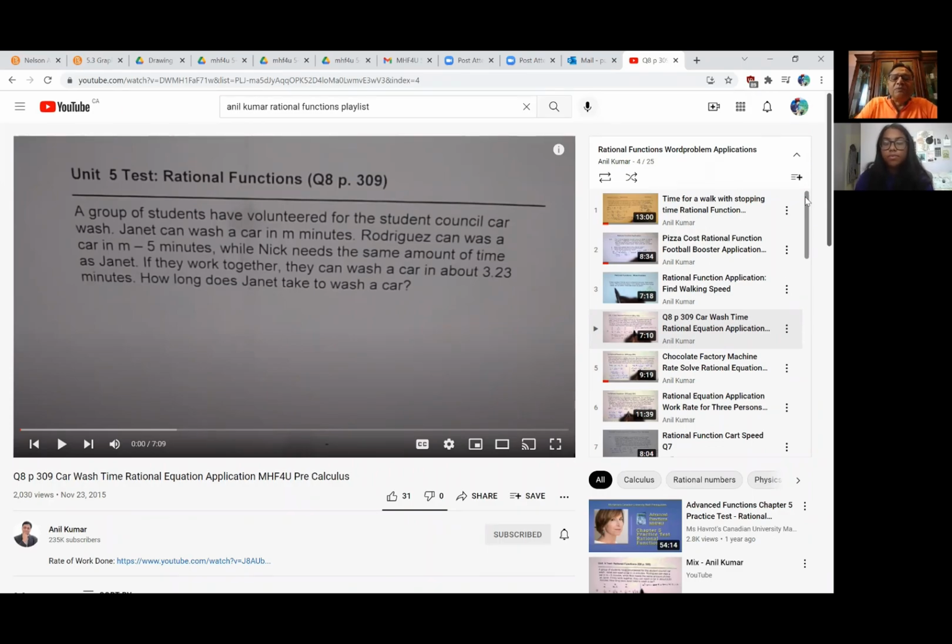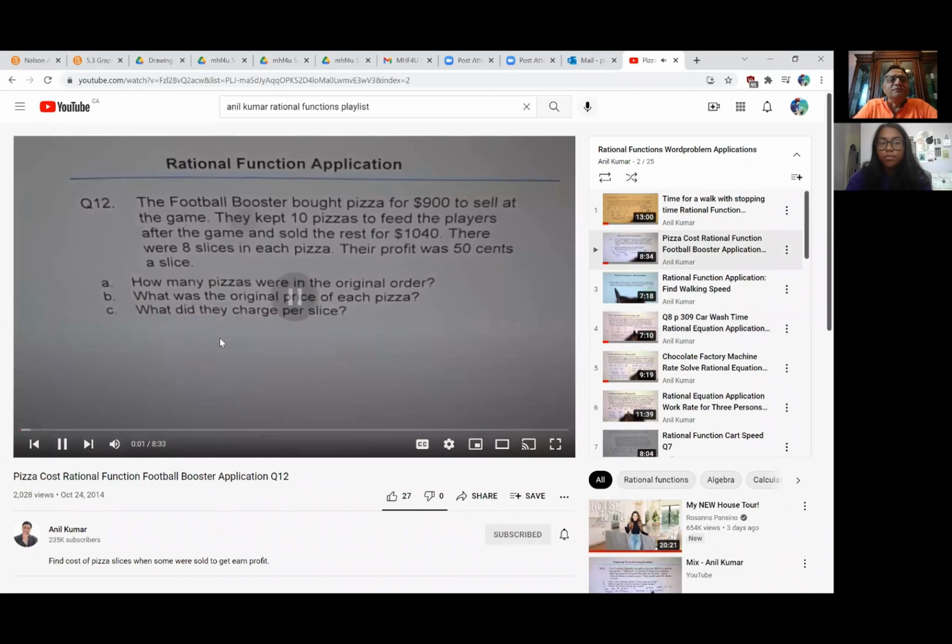So I'd like you to click on the second question first, which is pizza cost rational function. This is one of the most popular questions which I've seen in the past 5 years. Please go through the question, read it, and tell me, how will you solve this question?